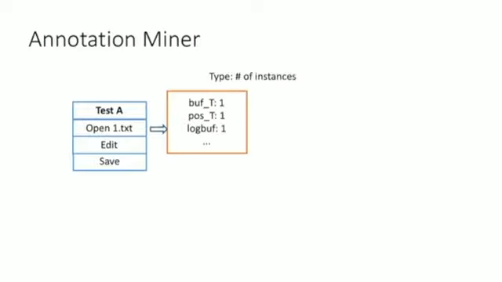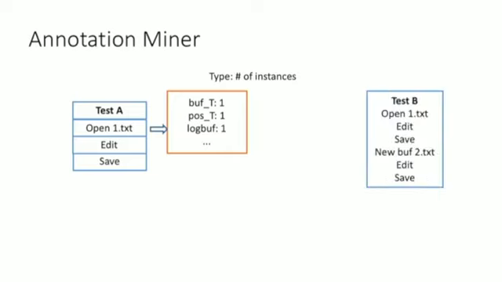So we also use Vim as an example here. We are using differential analysis. First of all, we generate one test case A. We perform very traditional, very normal operations: open, edit, and save the file. And at runtime, we will monitor all the different types of data structures. We will log the number of instances for each type.